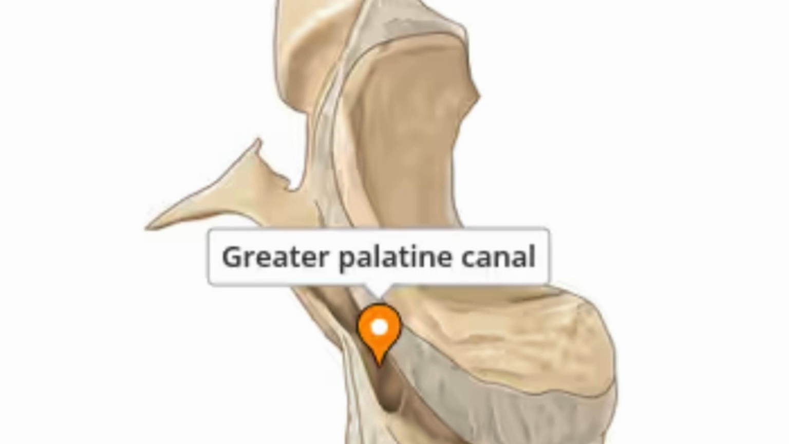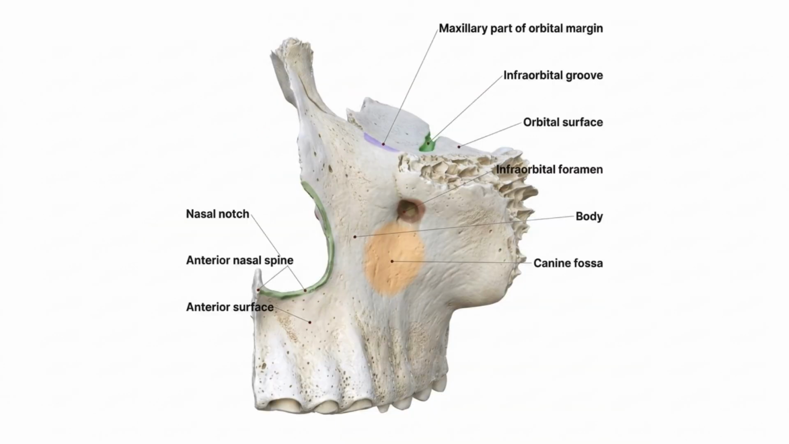Okay. Which is very important because it transmits the greater palatine vessels and the nerves. Orbital parts. See the part. This body of maxilla forms the greater part of the floor of the orbit. See the diagram. This is the floor of the orbit.